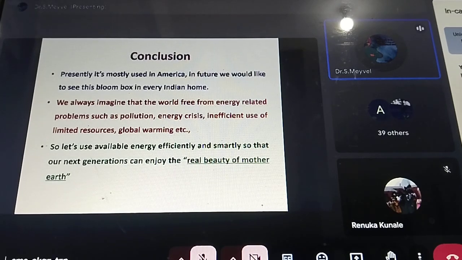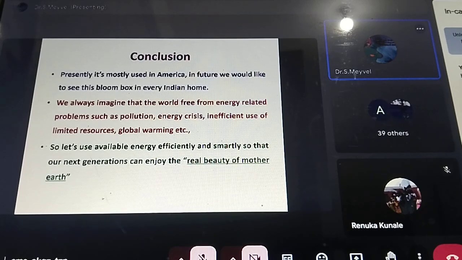We always imagine a world free from energy-related problems, such as pollution, energy crisis, inefficient use of limited resources, global warming, etc., so that our next generation can enjoy the real beauty of Mother Earth. Thus, Bloom Energy proves to be a new and developing technology that produces clean and reliable energy. The Bloombox is able to produce constant electricity for 24 hours a day, unlike solar or wind technologies. It calls for planning not only for American homes, but also for homes in Africa, India and China.